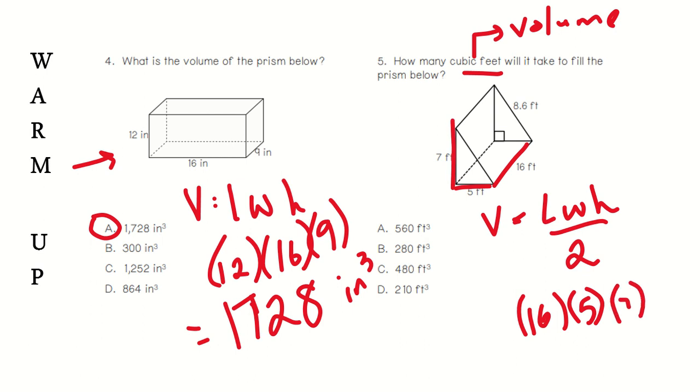So you had to pick between the 7 and the 8.6. Think about which number logically represents the height. The 8.6 is a slanted side that has nothing to do with the height. So there we go. We've got our 3 numbers. We're going to do 16 times 5 times 7 divided by 2. I get 280 feet cubed. Okay, so that's going to be B.